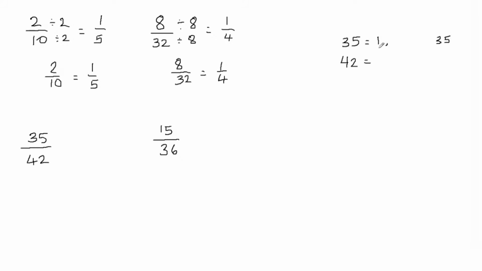And 35 is also divisible by 5. And we know that 7 times 5 is also 35. So 35 is divisible by 7 as well. So we know that the factors of 35 are going to be 1, 5, 7, and 35.